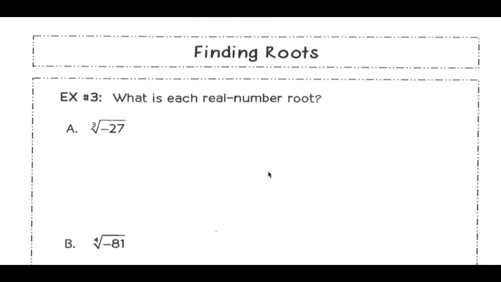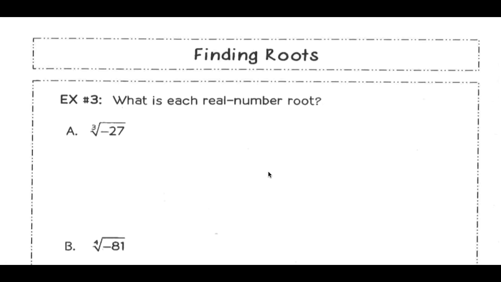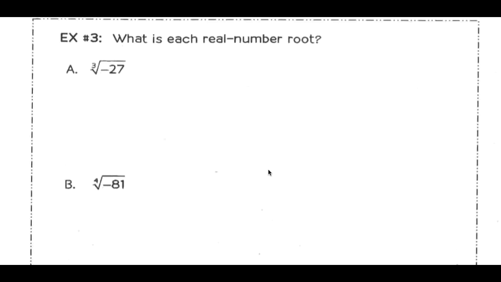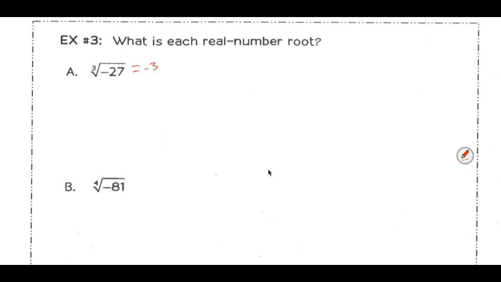Now just try each of these individually. Again, we are looking for each real number root. So if it's not going to be a real answer, just write no real root. Okay, cube root of negative 27. We can do cube roots of negatives. That would get us negative 3, because if we take negative 3 cubed, we get negative 27. The 4th root of negative 81, that one has no real root.